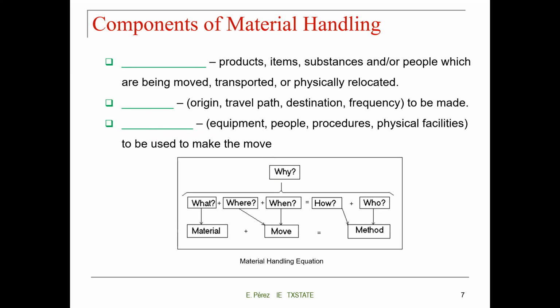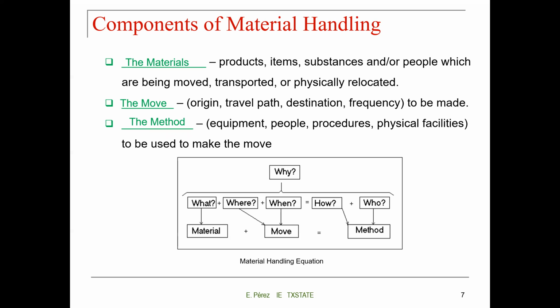So the components of material handling are the materials, which are products, items, substances, and/or people which are being moved, transported, or physically relocated. The move to be made, which includes the origin, the travel path, the destination, and the frequency. And the method to be used to make the move, which involves equipment, people, procedures, and physical facilities.